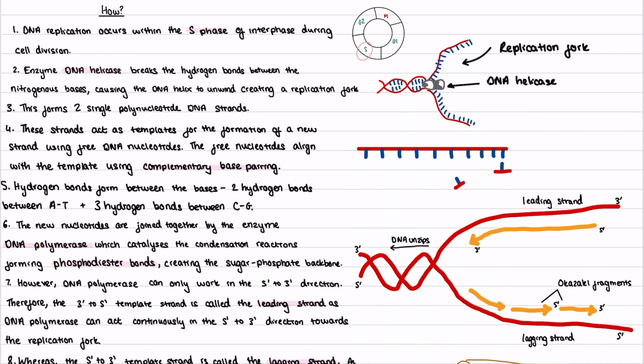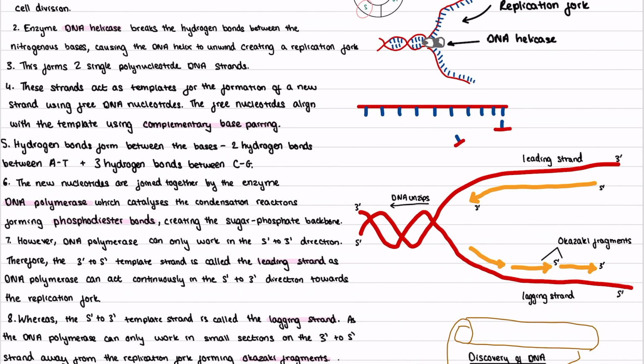So, DNA replication occurs within the S phase of interphase during cell division. This diagram shows you all the other stages within interphase which I go through in the cell division video. The enzyme DNA helicase breaks the hydrogen bonds between the nitrogenous bases, causing the DNA helix to unwind, which then leads to the formation of a replication fork. As you can see here, the zip represents the enzyme helicase unzipping the 2 strands, and this area here is known as the replication fork.